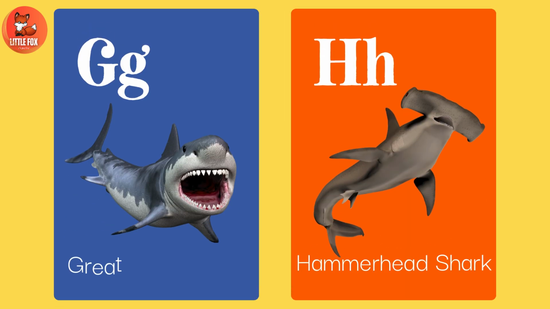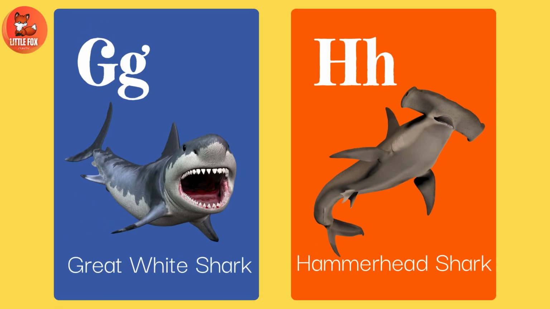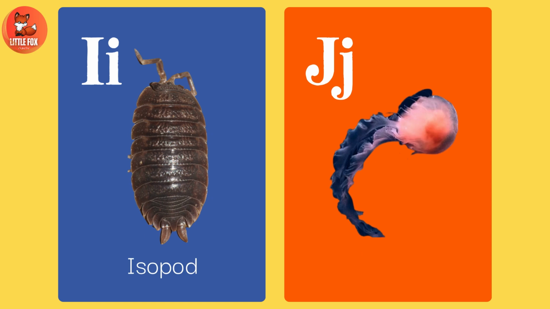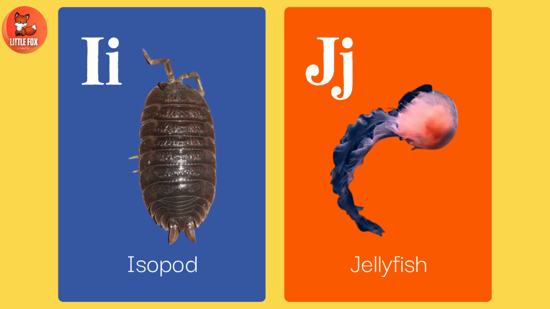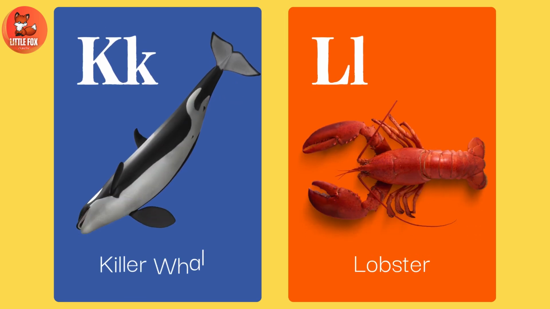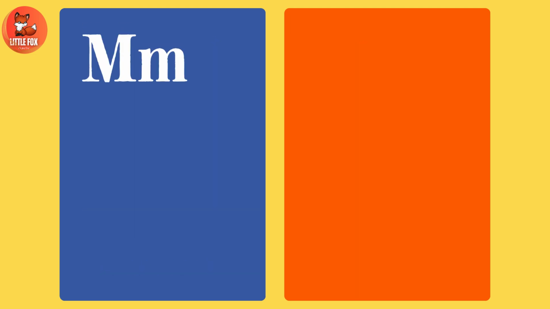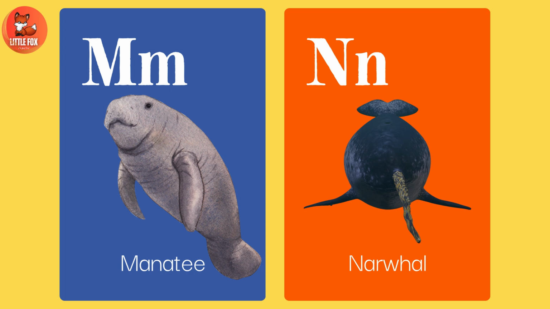G for great white shark. H for hammerhead shark. I for isopod. J for jellyfish. K for killer whale. L for lobster. M for manatee. N for narwhal.